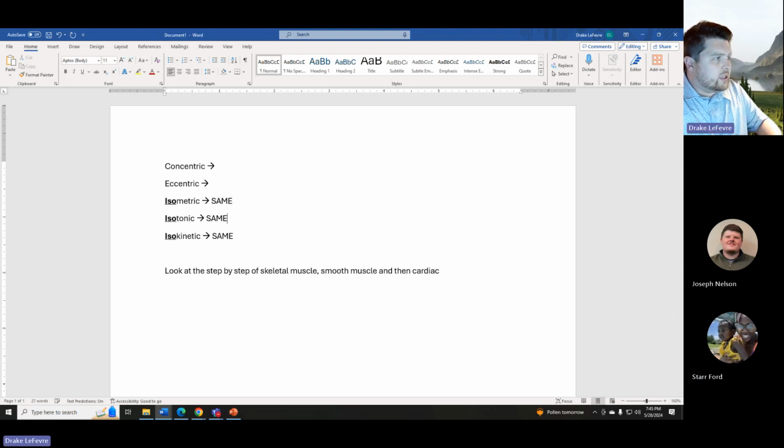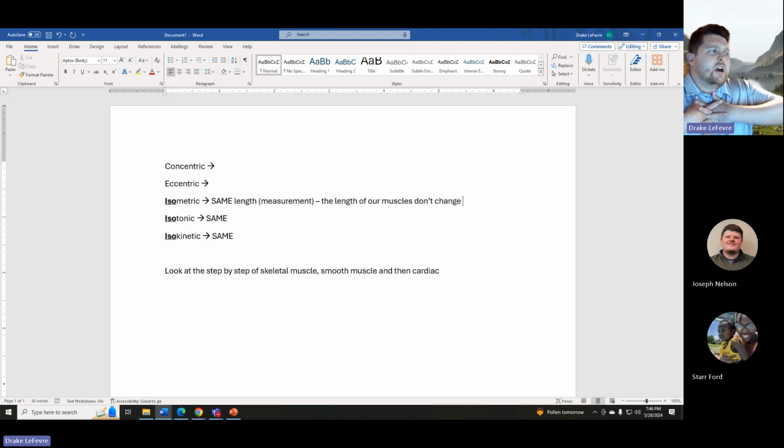So literally what these words are saying, metric system is a unit of measurement. So same measurement, or in other words, same length. That means the length of our muscles doesn't change. So they're not contracting, they're not shortening, and they're not lengthening, right?